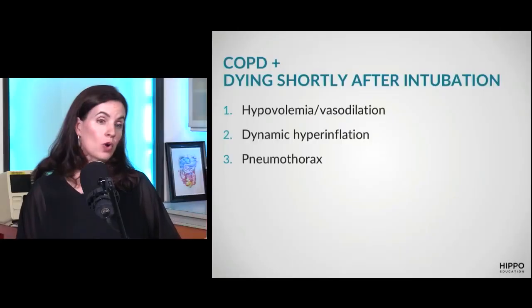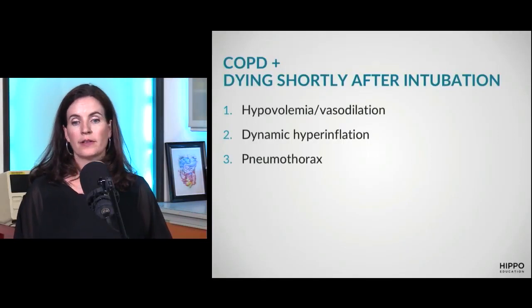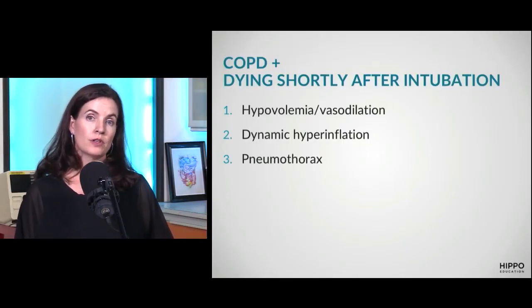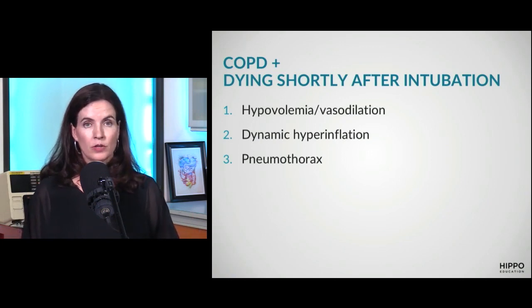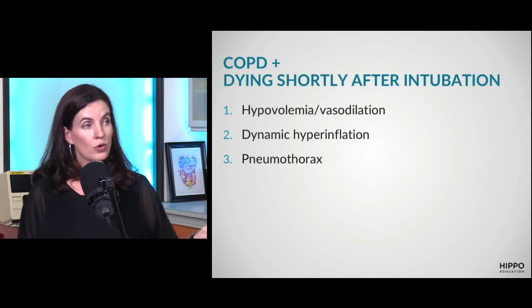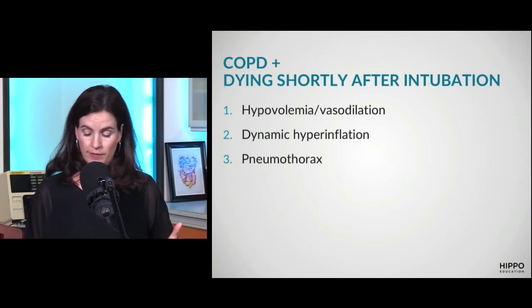And so the things I'm thinking about are, one, hypovolemia or vasodilation. Often these people come in a little dry to start with, and then they may have vasodilation from whatever medications we've used in our induction. They could also have dynamic hyperinflation, which we're going to talk about in just a second, or pneumothorax, as Paul mentioned. So can we dig into dynamic hyperinflation for a second?